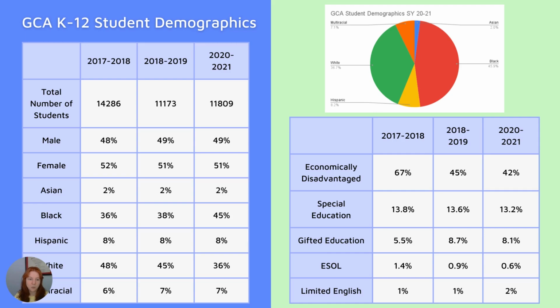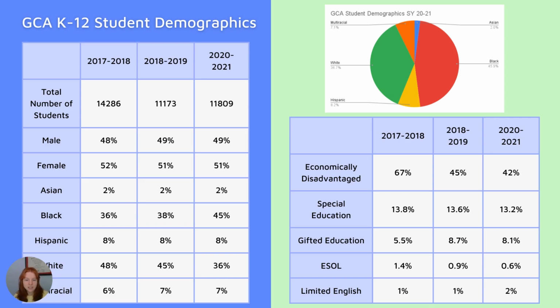Looking at the K through 12 student demographics, we teach a lot of students. As of 2020 to 2021, we taught over 11,000 students across the state of Georgia. This is split right down the middle with male versus female. And also during 2020 to 2021, our primary population of students is Black. The second most prominent is white students. We also serve a high number of economically disadvantaged students.